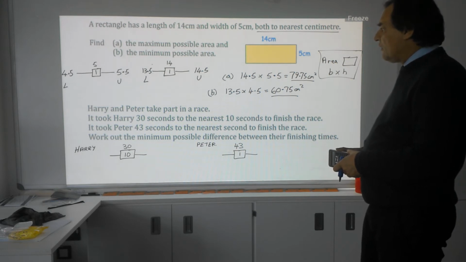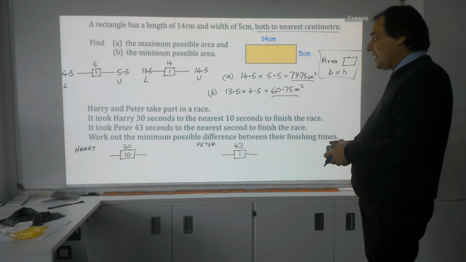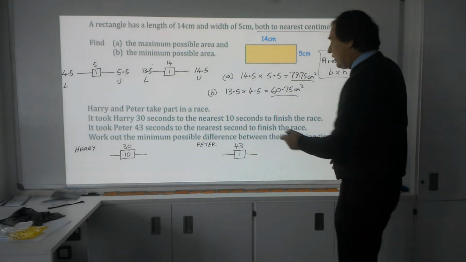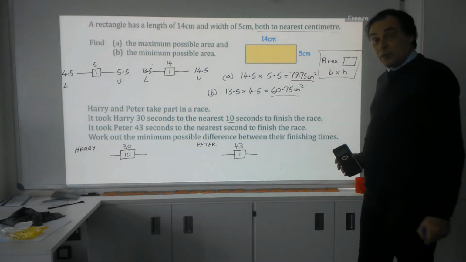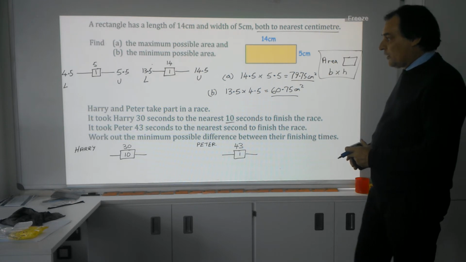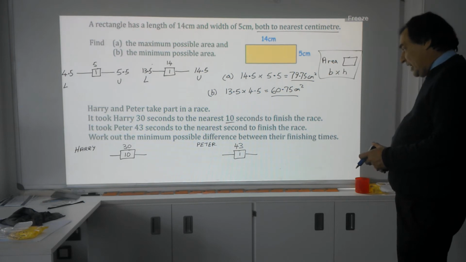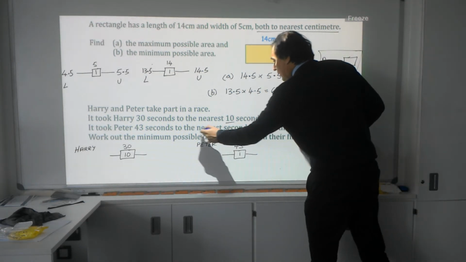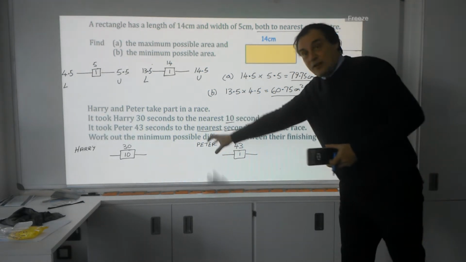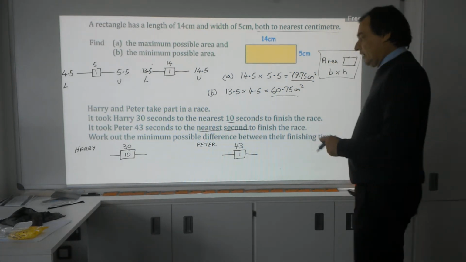Okay, let's have a look at another type here. Harry and Peter take part in a race. It took Harry 30 seconds to the nearest 10 seconds to finish the race, and it took Peter, who's obviously a lot slower than Harry, 43 seconds to the nearest second to finish the race. I've set out little diagrams, our upper and lower bound diagrams for us. Work out the minimum possible difference between their finishing times.